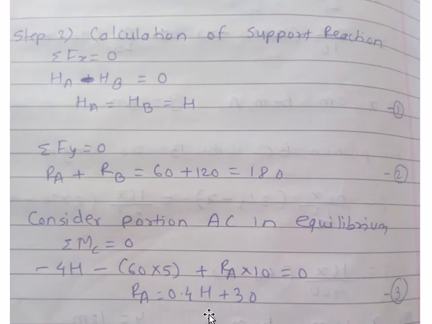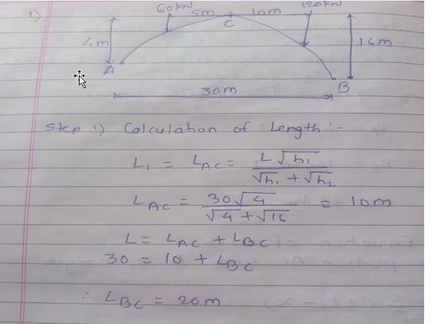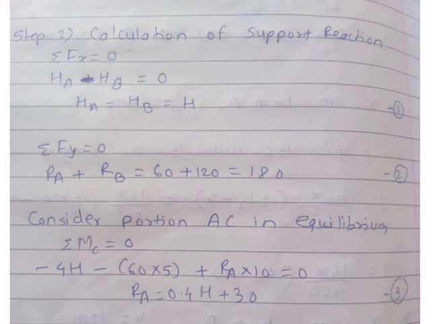Next step, calculation of support reactions. For that we have to assume the sign convention of the forces: upward reaction positive, downward force negative, towards right positive, towards left negative, clockwise moment positive, anti-clockwise moment negative. According to that we calculate the support reactions. In this numerical, at support A there is a horizontal force and a vertical force. At B also there is a horizontal force towards the left and a vertical reaction. These are the assumptions; we can assume the direction of the forces.